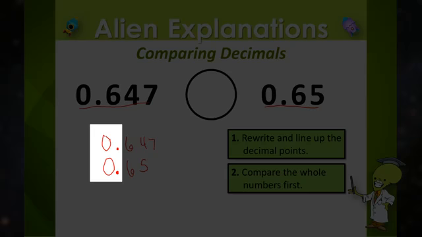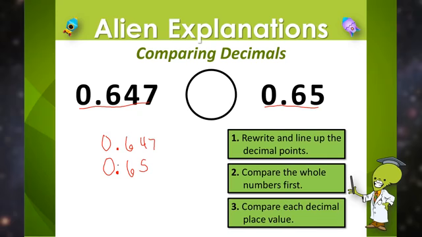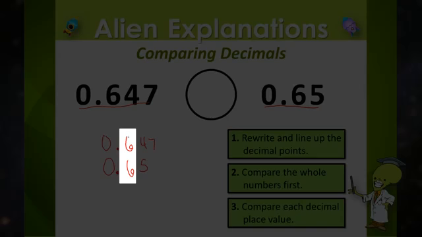In front of the decimal I have 0 and 0. That's the same. Alright, so now we're going to compare each decimal place value spot. So if I look at the number directly behind the decimal in the tenths place, I have a 6 and a 6. So right now we're still equal. If I go to the next place value spot, this is where it's different. In the hundredths place, I have 4 hundredths in the first number and 5 hundredths in the second number.